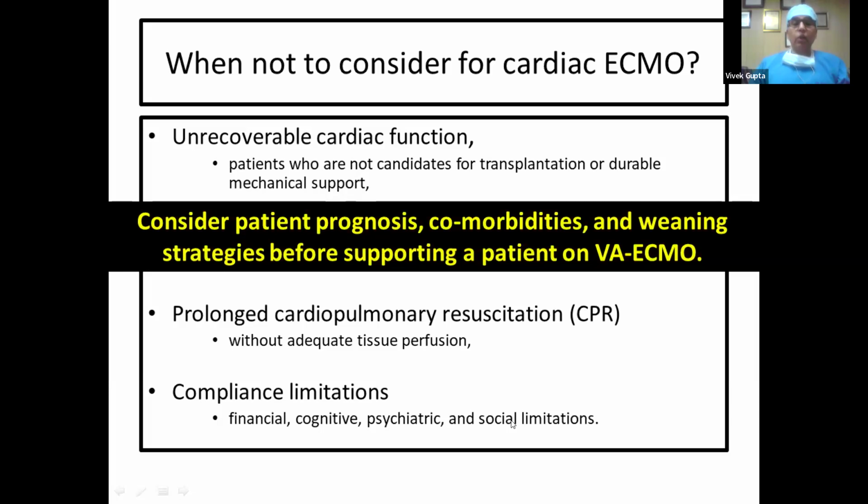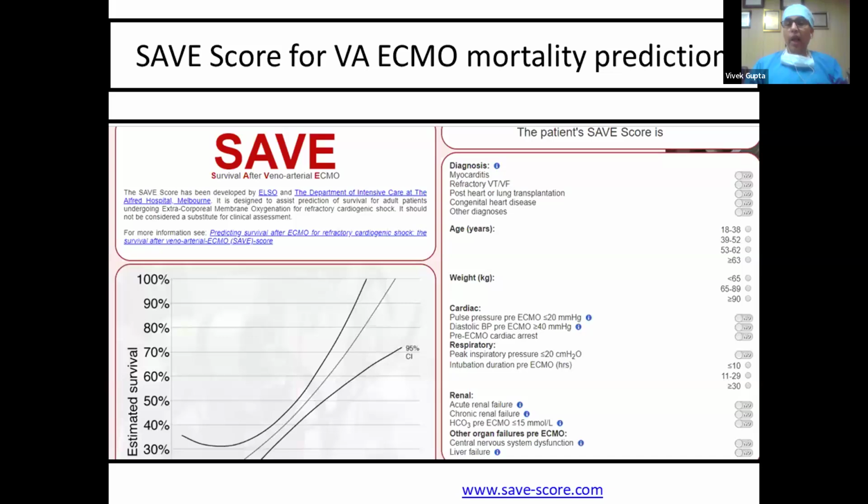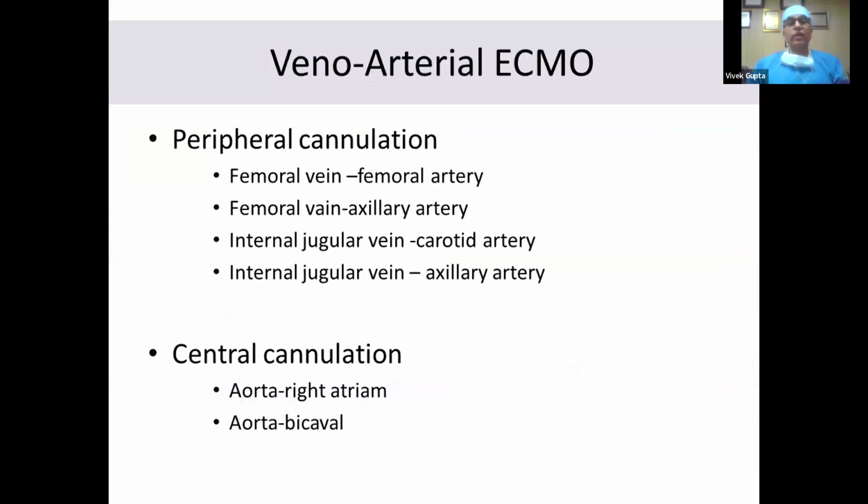So we have to think of the patient's age, prognosis, comorbidity, and our weaning strategy before initiating the ECMO. And for that, we can use the SAVE score as a good tool for survival prediction, which includes several parameters, including the primary cause for putting the patient on ECMO, age, and other issues. You can fill it in and you can see the chances of survival in the patient.